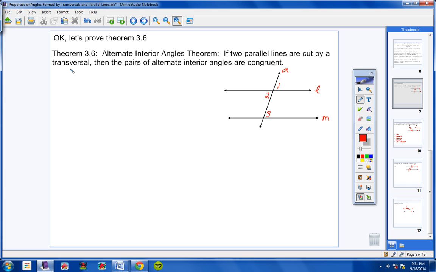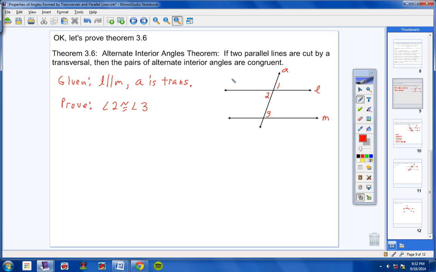Now, step 2 is to come over here and you write your given. Now, your given is your if part. So you're given two parallel lines. So I have L parallel to M, and they're cut by a transversal. So comma A is a transversal. Very good. Now, the proof part is always your then part. So I'm proving the alternate interior angles are congruent. So I'm going to prove that angle 2 is congruent to angle 3. I don't think you students would argue with me. It's obvious angles 2 and 3 are alternate interior angles.